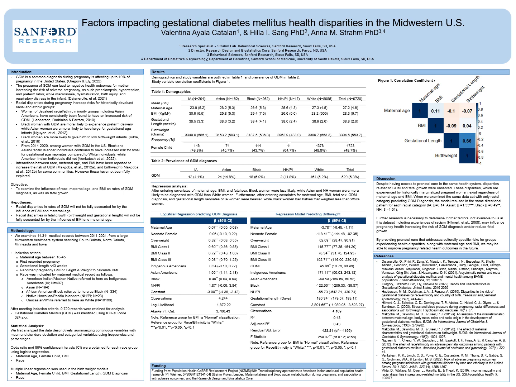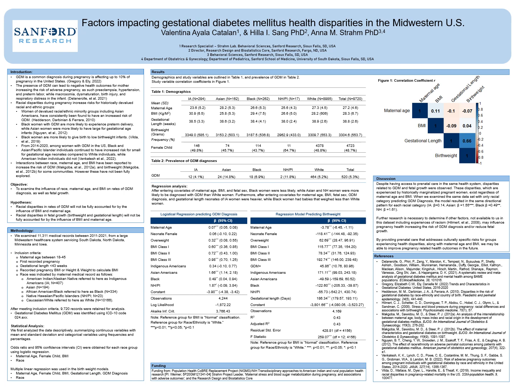The purpose of this study is to examine the influence of racial identity, maternal age, and BMI on rates of gestational diabetes diagnosis as well as fetal growth. We hypothesized that health disparities in rates of gestational diabetes will not be fully accounted for by the influence of BMI and maternal age. Also, we hypothesized racial differences in fetal growth, birth weight accounting for gestational length, will not be accounted for by the influence of BMI and maternal age.